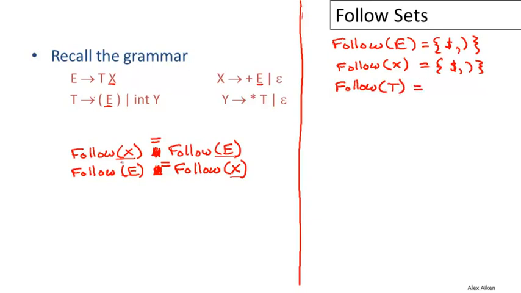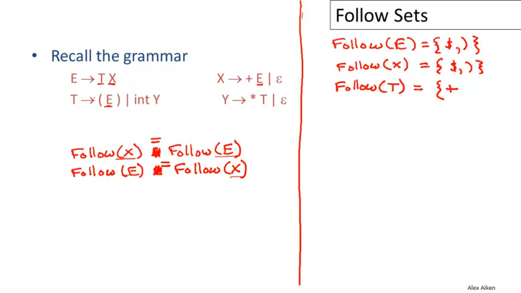All right, so what's going to be in the follow of T? Well, we have to look at where T is used in the grammar. So T is used in two places. The first one is here in the first production. And so what's going to be in the follow of T? Well, it could be anything that is in the first of X, because X comes immediately after T. And if we recall from the previous video, there were only two things in the first of X. One was plus. So plus is definitely in the follow of T.